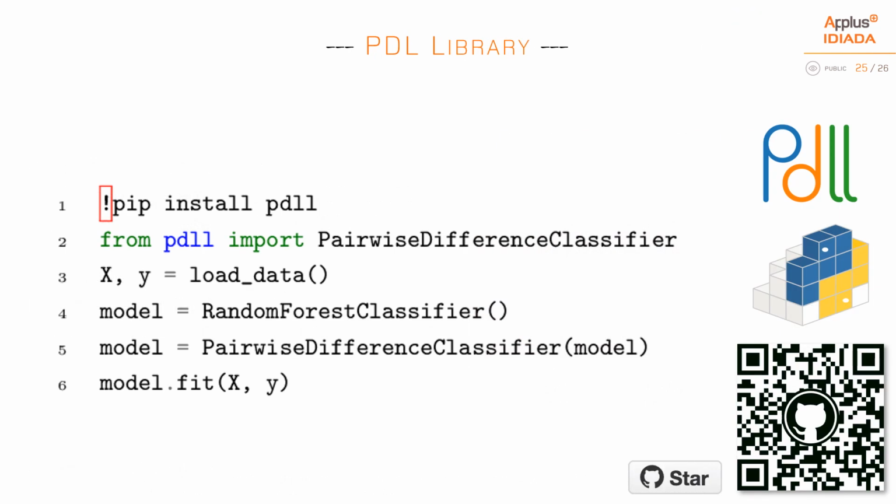In practical terms, PDL is easy to use thanks to its publicly available Python library. First, install it with pip install PDLL, import the classification or regression version, load your data, select a baseline model, random forest for example, is a good choice if your data has missing values. Wrap your baseline model with PDL. Finally, fit the model. The rest of your code can remain unchanged, as our solution is fully compatible with Scikit-Learn.